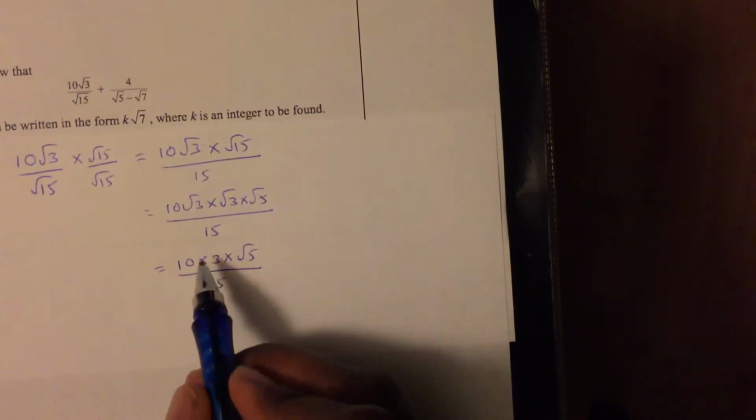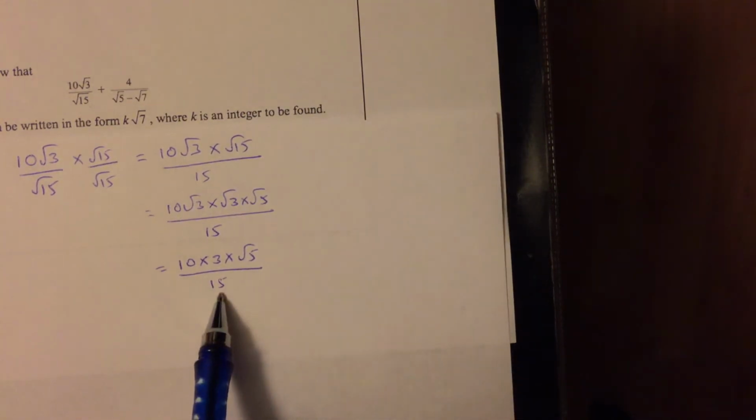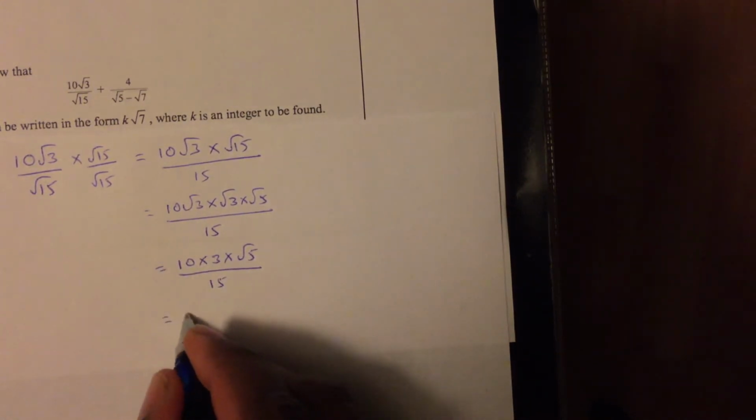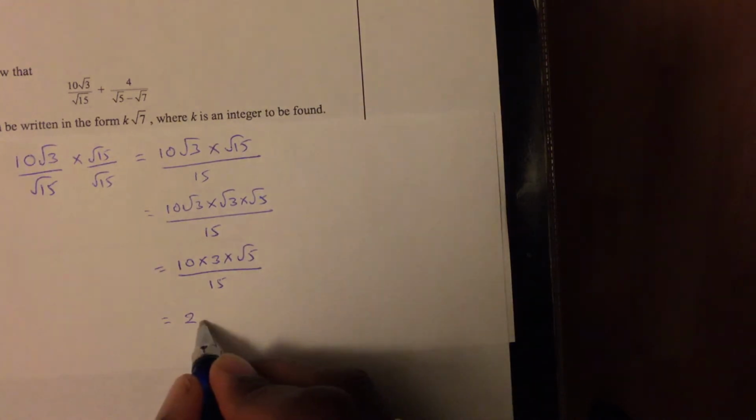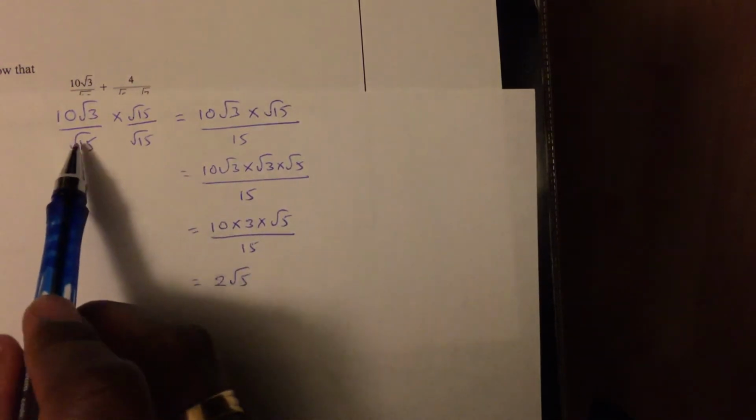So now we have 10 multiplied by 3, which is 30, divided by 15, that's 2. And now we are left with square root of 5. So now we have a simplified term as opposed to what we had before.